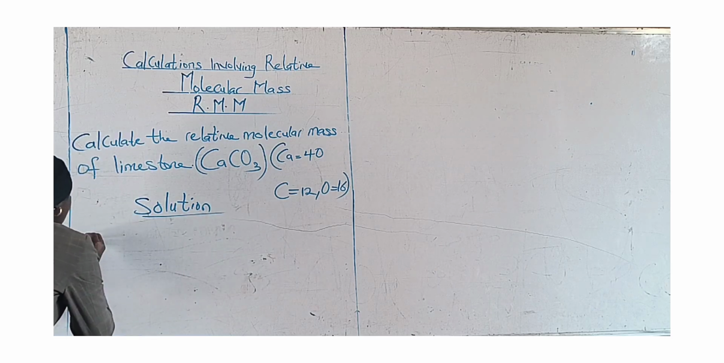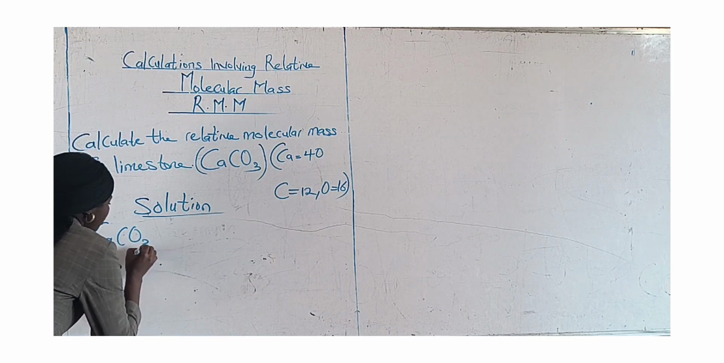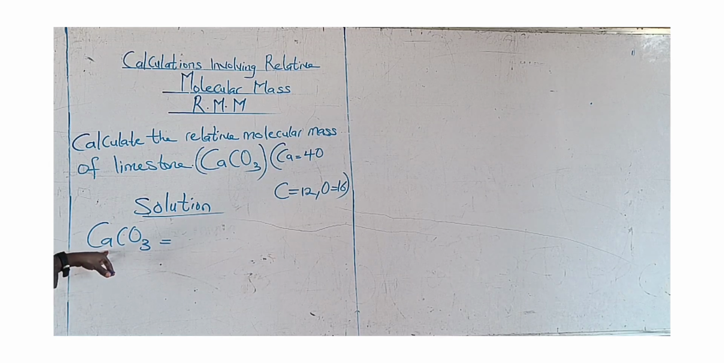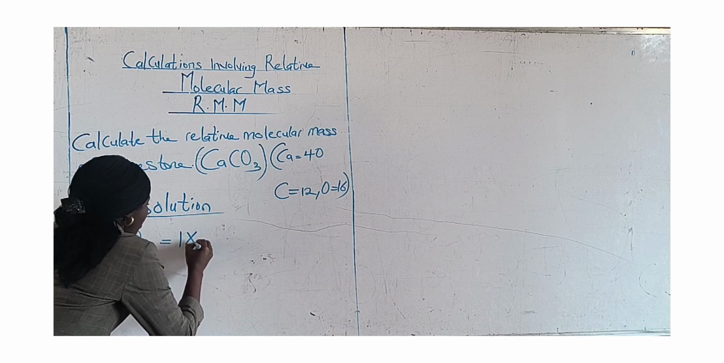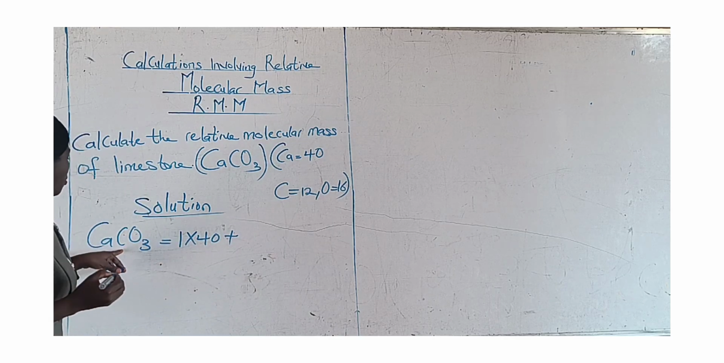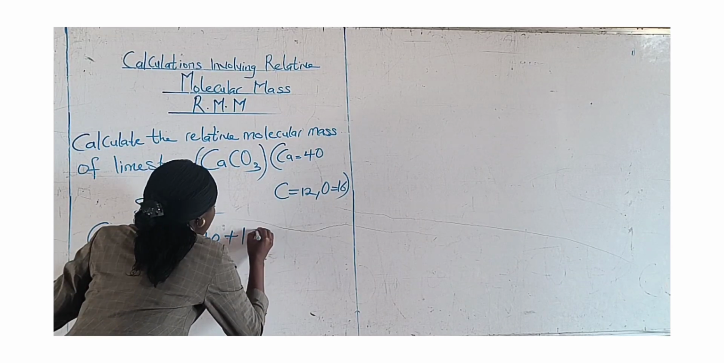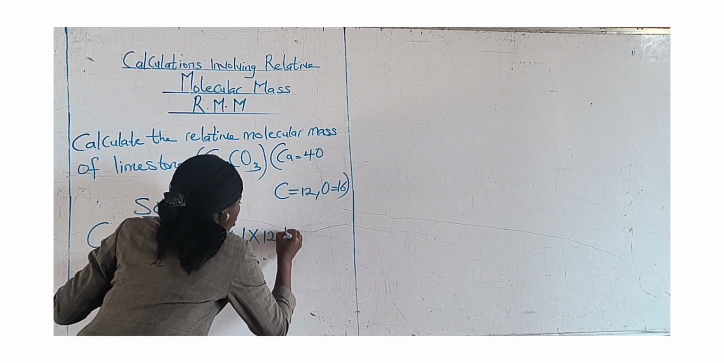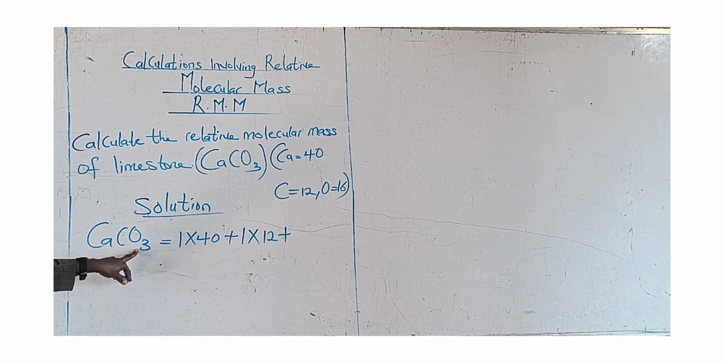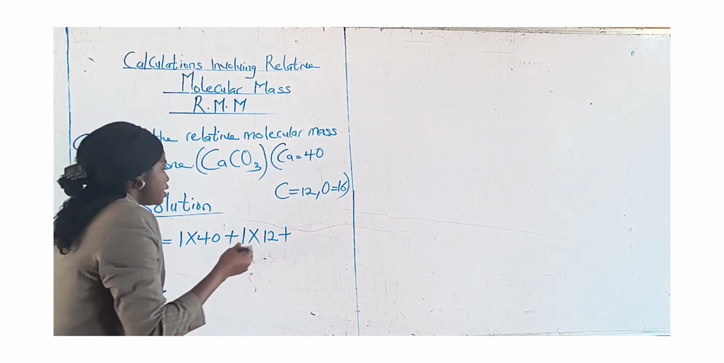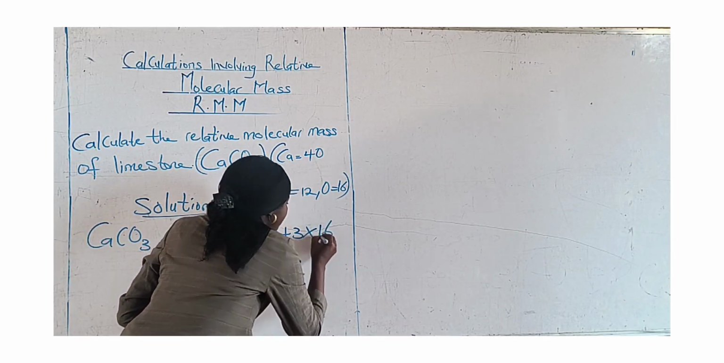You just come here. You have CaCO3. Good. Now, how many calcium do you have here? 1. So that's 1 multiplied by 40 plus. How many carbon do we have here? Carbon is only 1. 1 multiplied by 12 plus. How many oxygen do we have here? You can see this 3. This 3 here, you still remember? It's written as a subscript. So just use the 3 to multiply the atomic mass given to you. That will be 3 multiplied by 16.